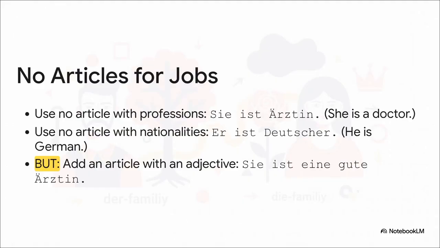And hey, here's another awesome shortcut. When you're talking about jobs or nationalities in German, you usually don't use an article at all. You just say, sie ist Ärztin or ich bin Student. But the second you add an adjective to describe them, poof, the article has to come back. You can't say, sie ist gute Ärztin. It has to be, sie ist eine gute Ärztin.